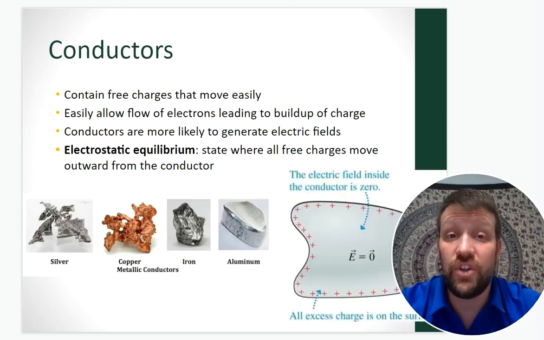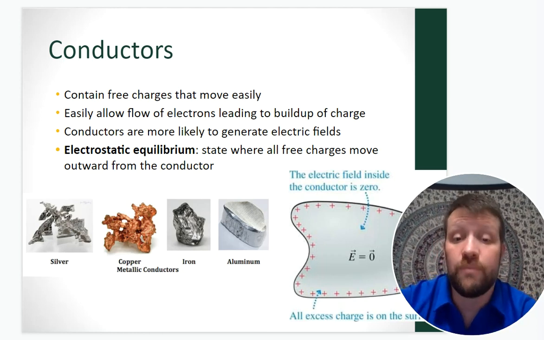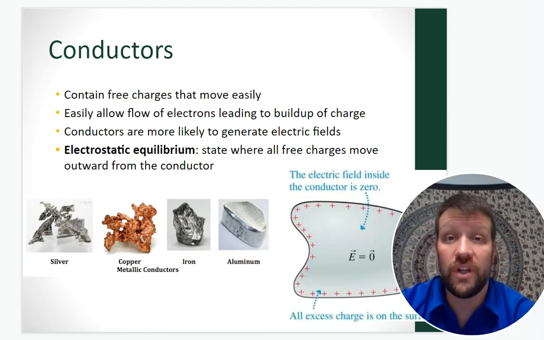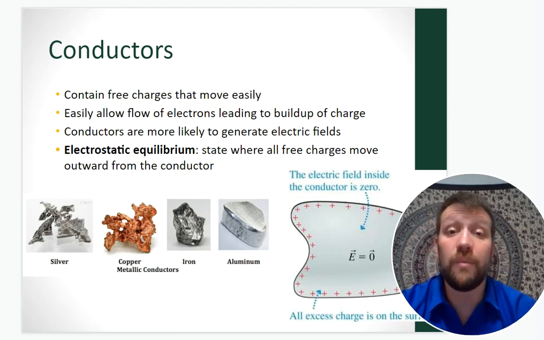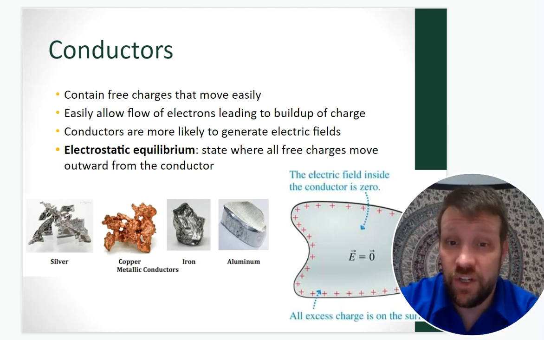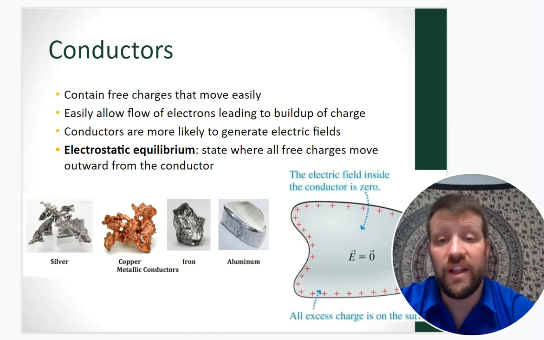Things that hold these charges are known as conductors. And again, we're kind of doing a review here, but these contain free charges. They can move easily. So the electrons, the protons, they move around through the constant here of the object, through the mass a bit easier. It allows flow of electrons to build up, and they're more likely to generate electric fields.